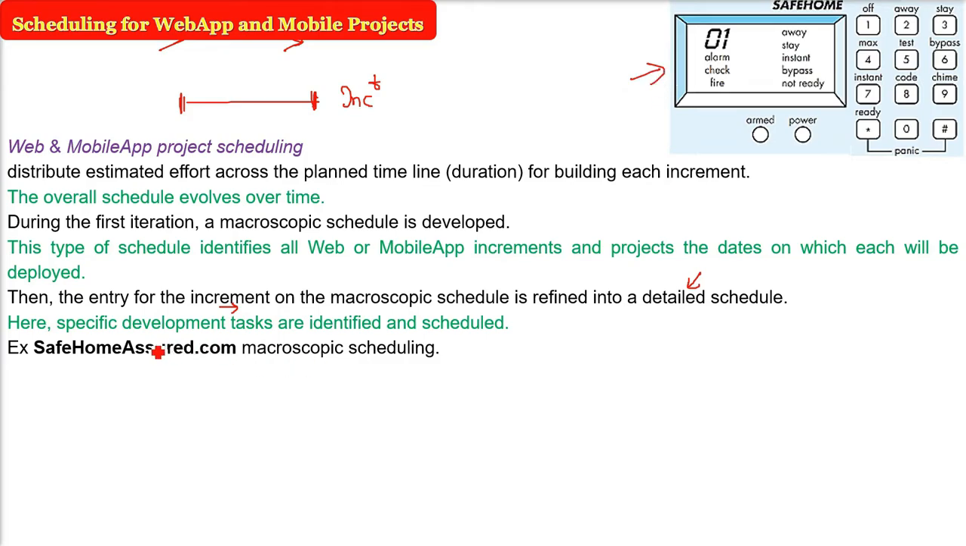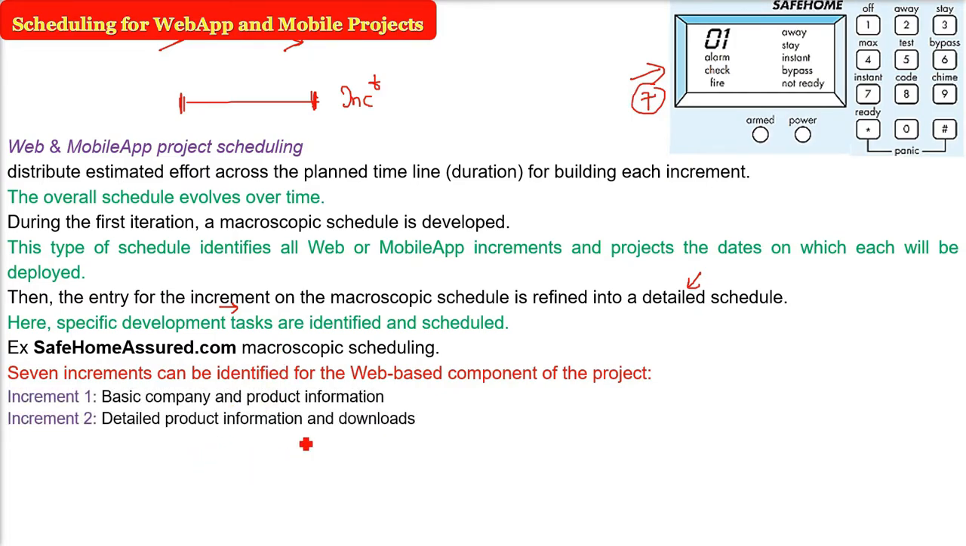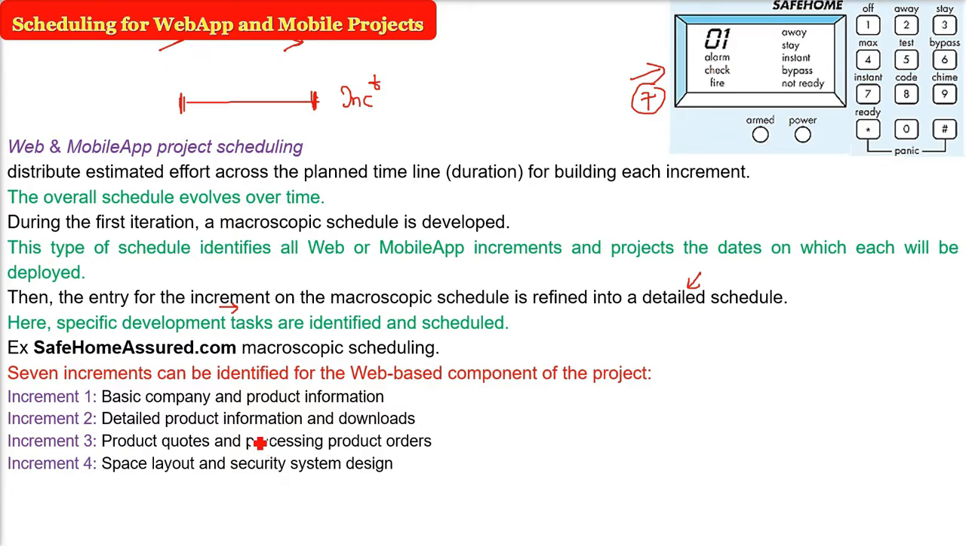For example, taking an example of a security system, let us call it safehomeassure.com. So we will do the macroscopic scheduling first for an increment. Let us say it's the nth increment. First we have to identify what increments we are going to provide here. Let us say that we have identified 7 increments. For example, basic company and product information, detailed product information and downloads, that is you are going to buy from the company. Then product codes and processing product orders, then the actual design part, space layout and the security system design part. So these are 4 increments and we are talking about 7.